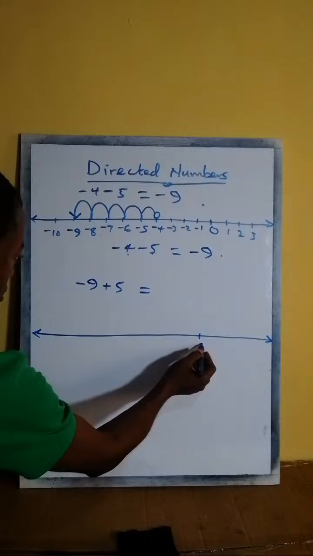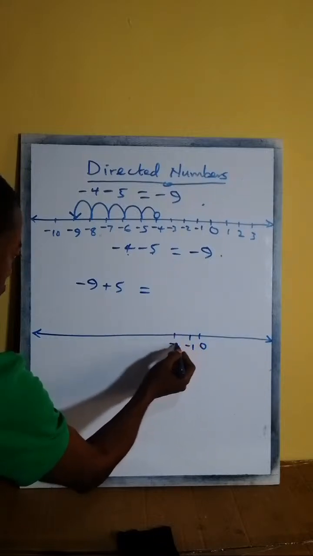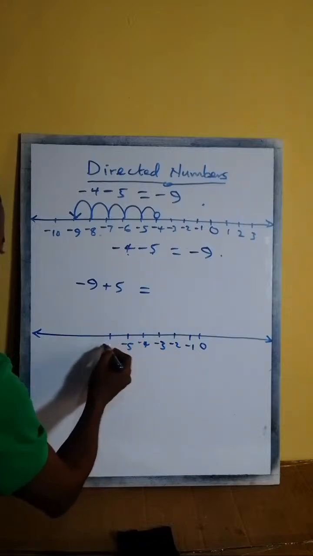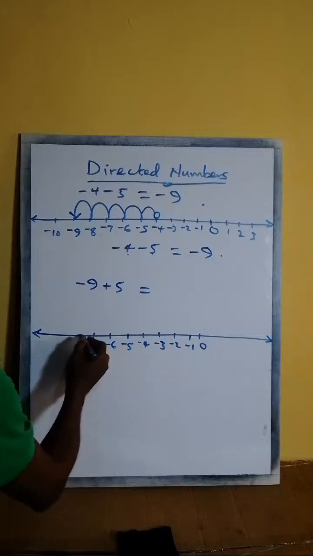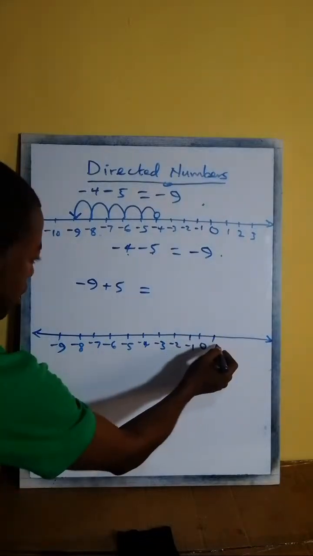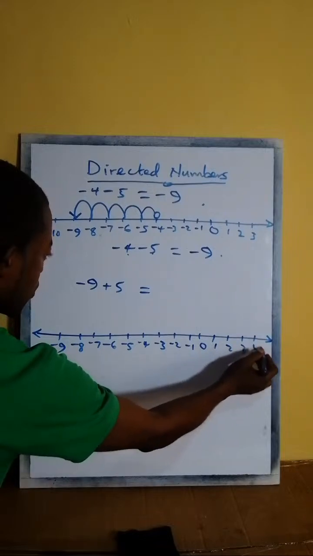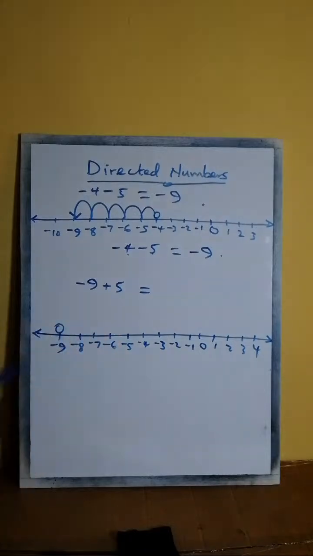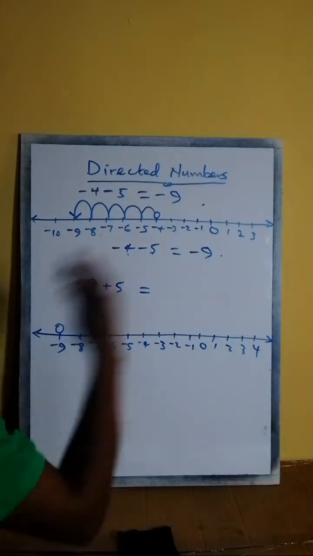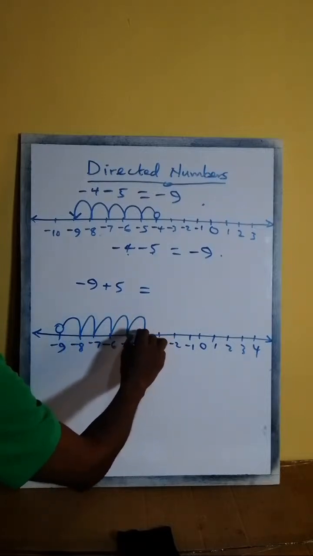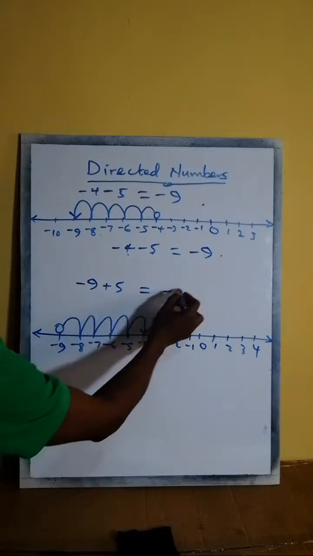So let's put 0 here. We have -1, -2, -3, -4, -5, -6, -7, -8, then -9. That is from here. This side here is 1, 2, 3, 4, and so on. Then we start from -9. Addition means we are counting towards the right-hand side. We count 5 times to the right: 1, 2, 3, 4, 5. So we stop here, which implies the answer is -4.